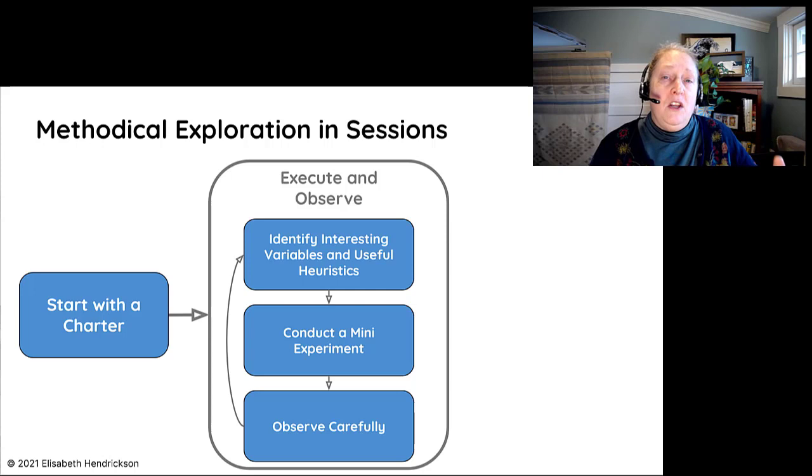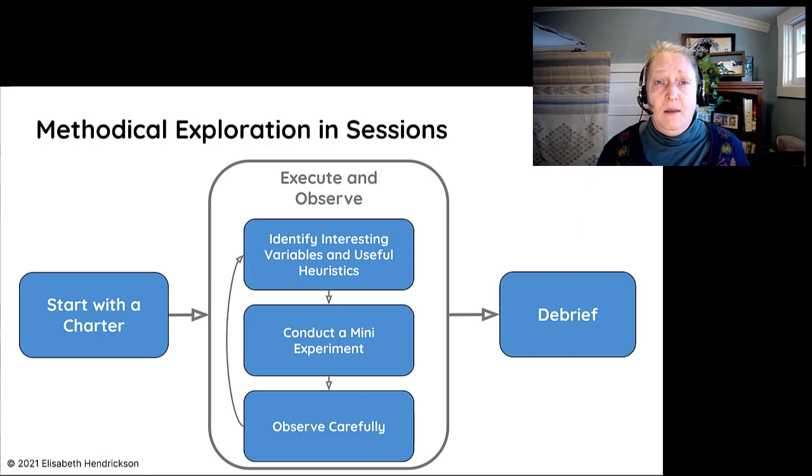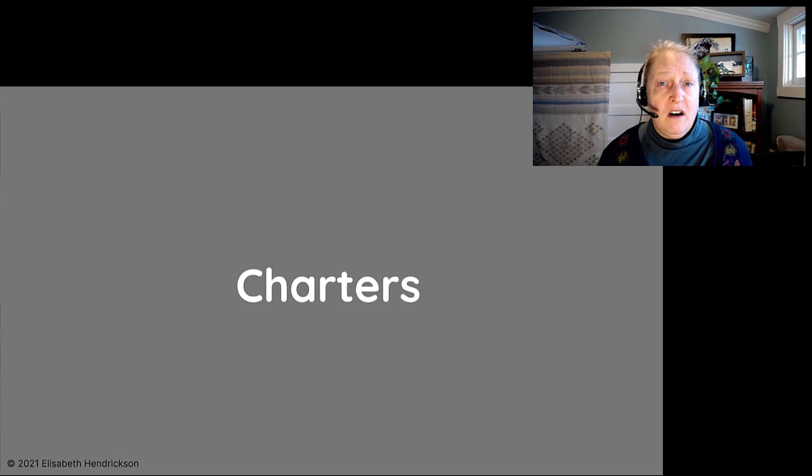And then at the end of the session, again, half a day to a day worth of time, give or take, I like to do a debrief. And your debrief, the format for that can vary. The key thing is to capture the lessons learned in your exploratory session. So let's dive into each of these five things a little bit more deeply, starting with charters.